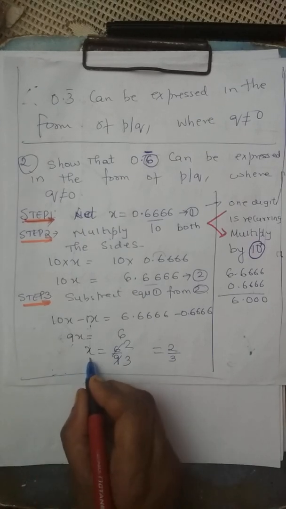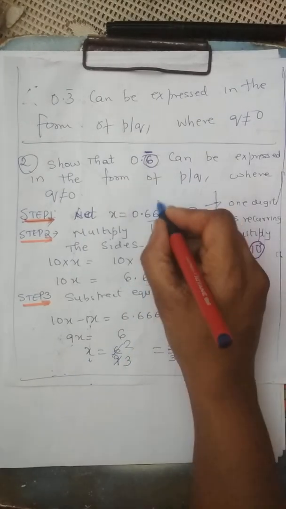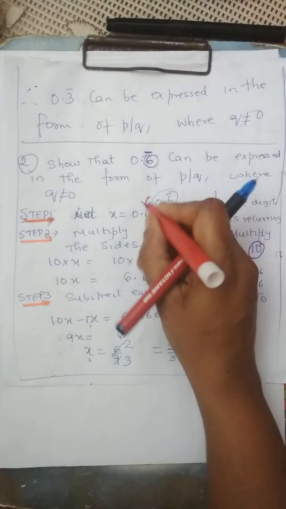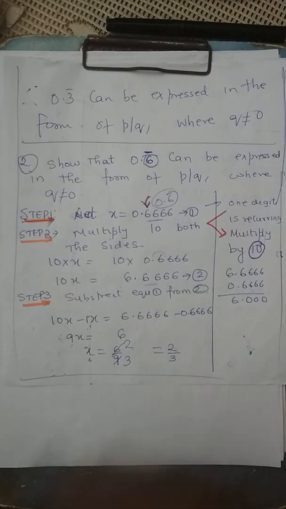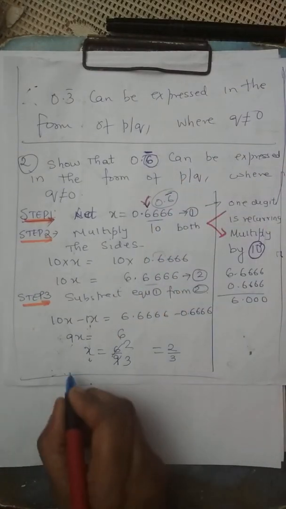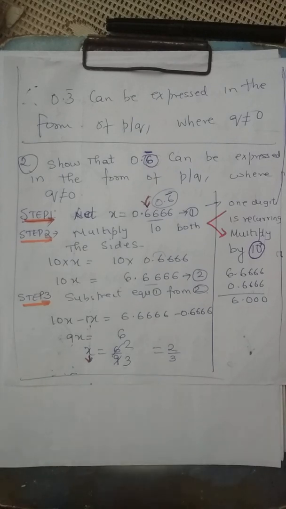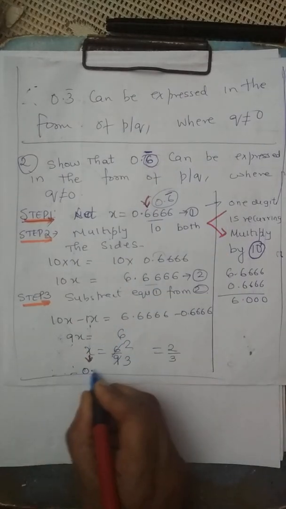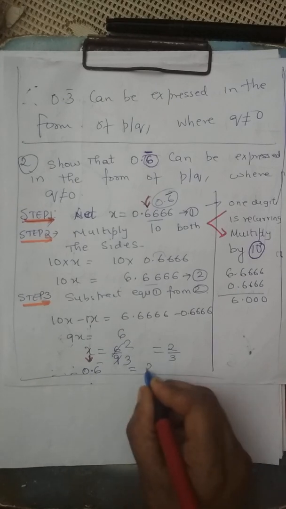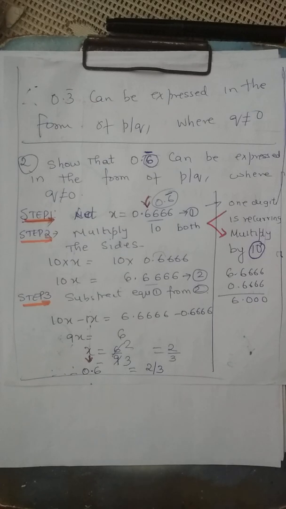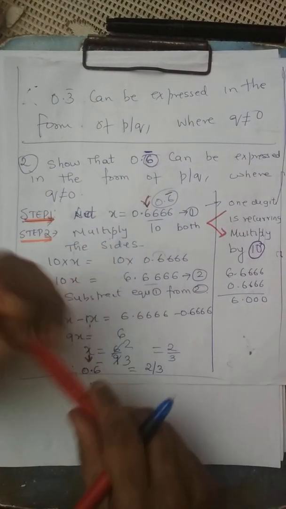Therefore, x, instead of x, what we'll put? Don't forget this is 0.6 bar. This is the same as 0.6 bar. So therefore, instead of x, we'll put this value, which is equal to 2 upon 3. Therefore, 0.6 bar can be expressed in the form of p upon q. That's the same thing. Okay, this is with 1 digit.